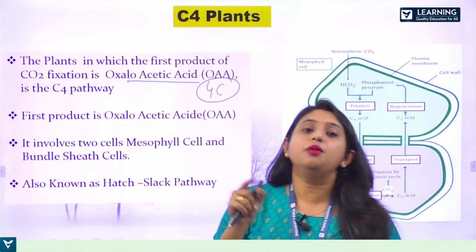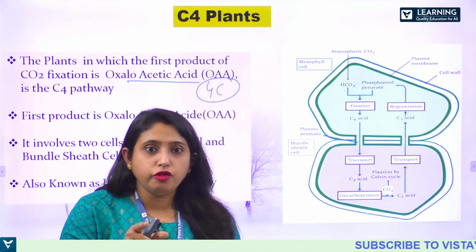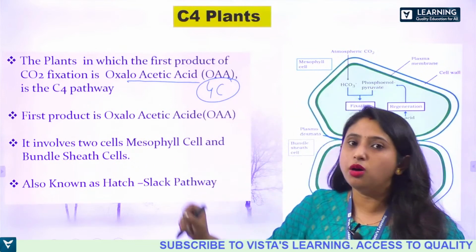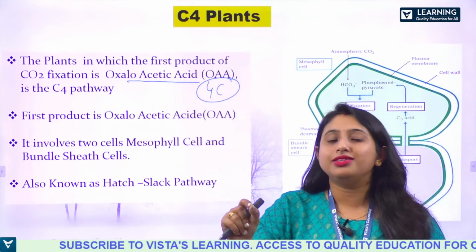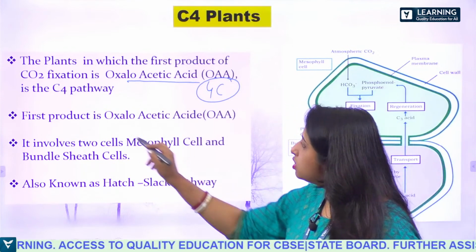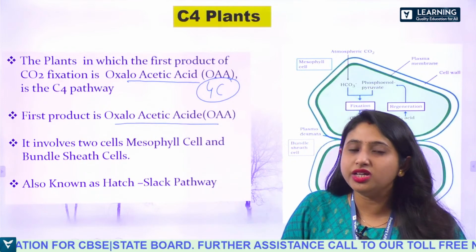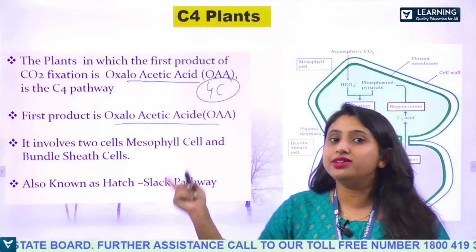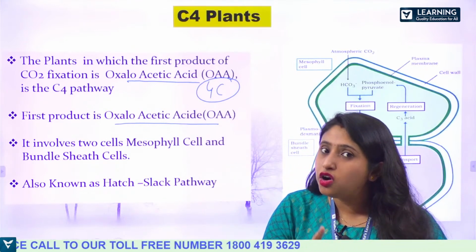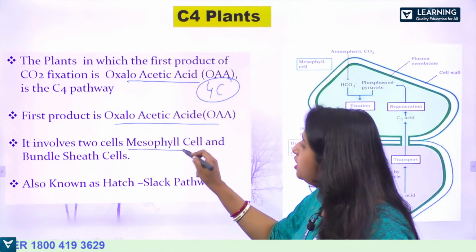CO2 combines with PEP, that is phosphoenol pyruvate, with the help of the enzyme PEP carboxylase, and forms oxaloacetic acid. Remember, the first product of the C4 pathway is oxaloacetic acid, whereas in the C3 pathway the first product is phosphoglyceric acid, right? So it involves 2 cells.